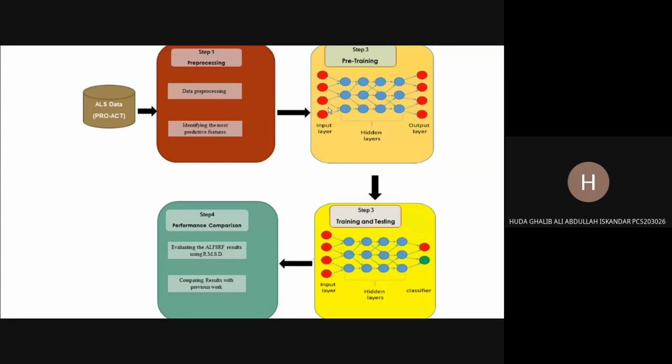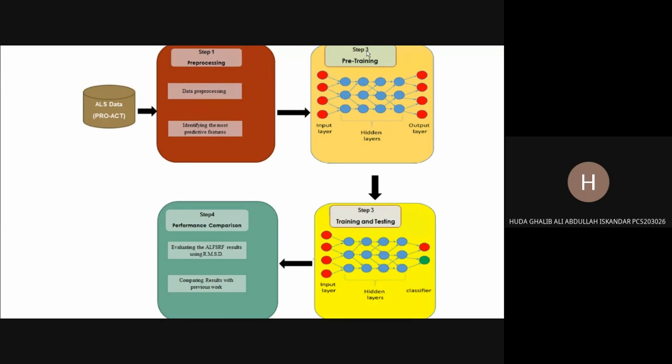The proposed design model. The first step is pre-processing the ALS data, or the PROACT data, which is going to be fed into the pre-processing step. Data pre-processing techniques are going to be adopted, as I said, to manage some noise and the over-existence of some features in the dataset. And in the second stage, we will identify the most predictive features, which maximize the performance and the accuracy of the proposed model.